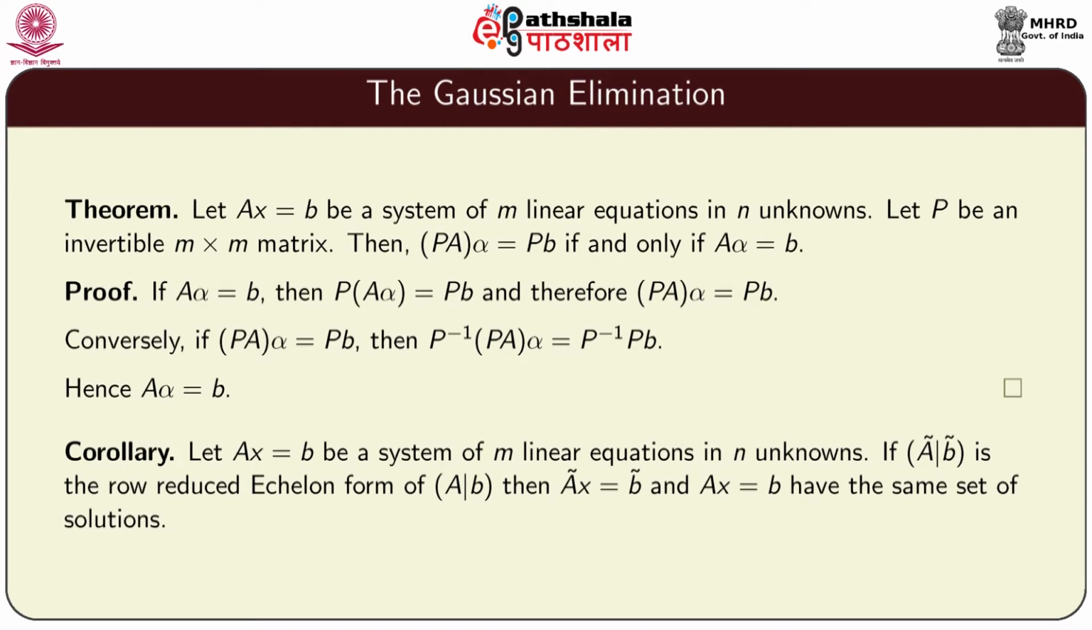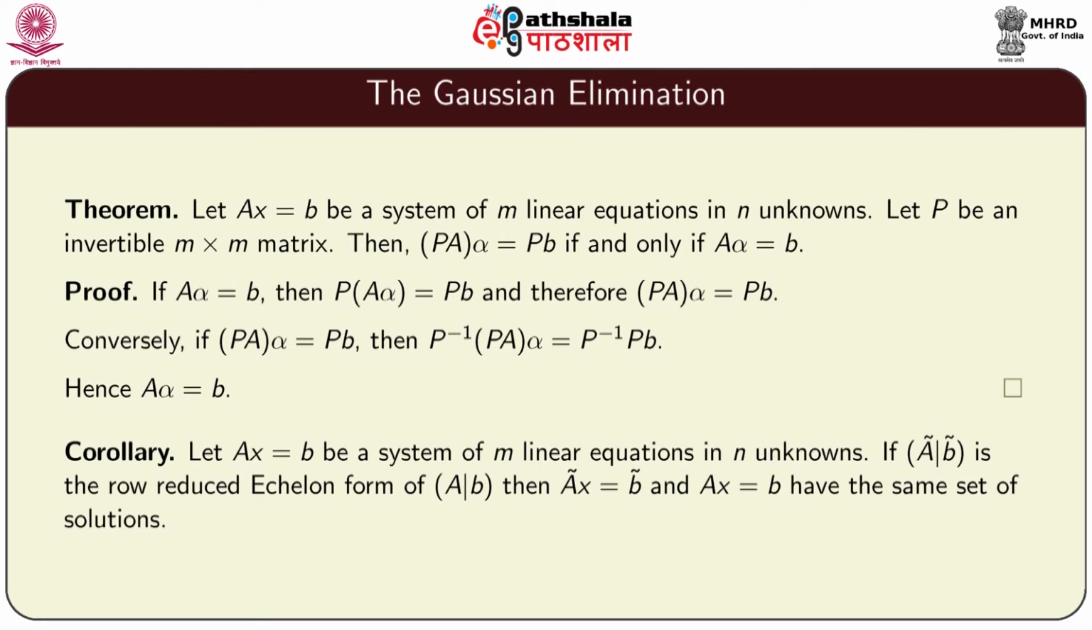Alpha is a solution, therefore, Aα is equal to b, and if we apply P, then PAα is Pb, and it is a basic rule of matrix multiplication that you can shift the braces, so that P(Aα) is Pb. And again if you apply P inverse, then you get P inverse P Aα is P inverse Pb. That is because P is invertible, and P inverse P is the identity matrix, and therefore, Aα is equal to b.